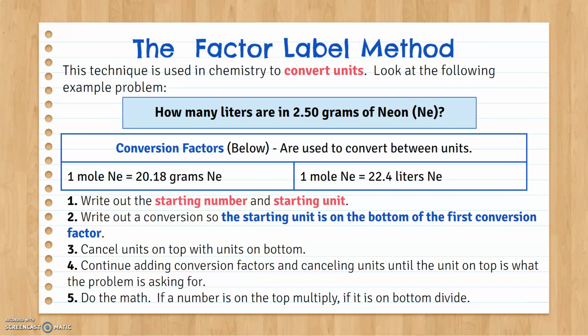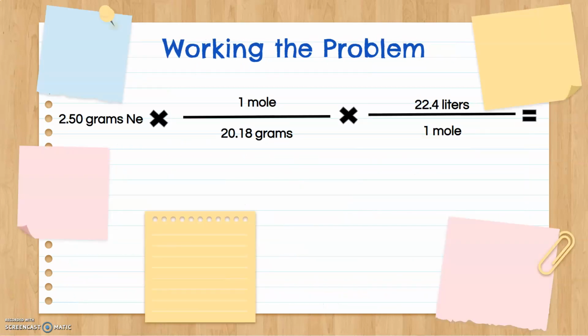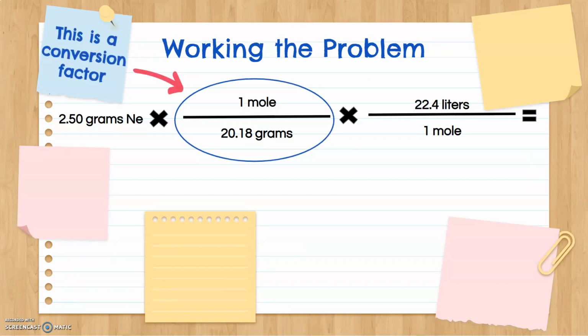The starting unit is on the bottom of the first conversion factor. So what is a conversion factor? That is a conversion factor. It looks kind of like a fraction. It's going to have a unit on top, a unit on bottom. It is a numerator-denominator kind of concept. So why did I write it 1 mole over 20.18 grams instead of 20.18 grams over 1 mole? It was written this way because I start with grams, so I want that unit, grams, to be on the bottom of the first conversion factor.